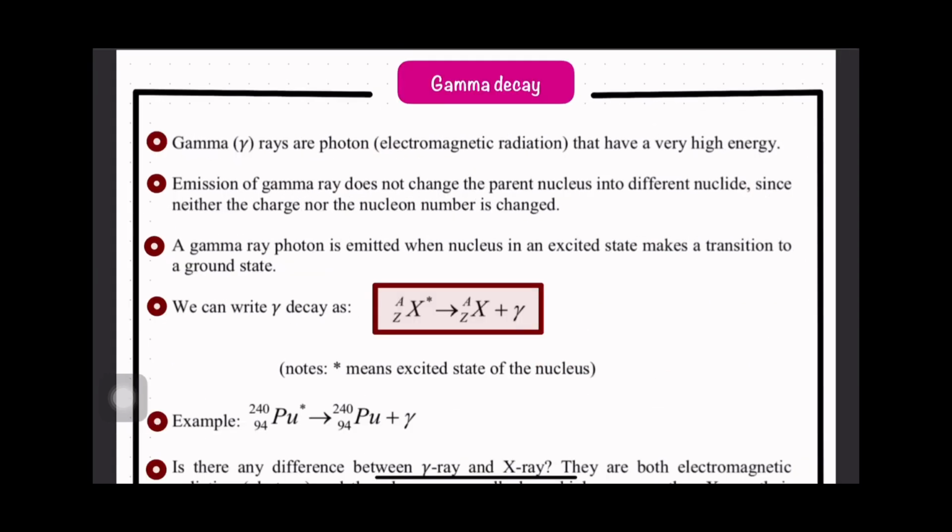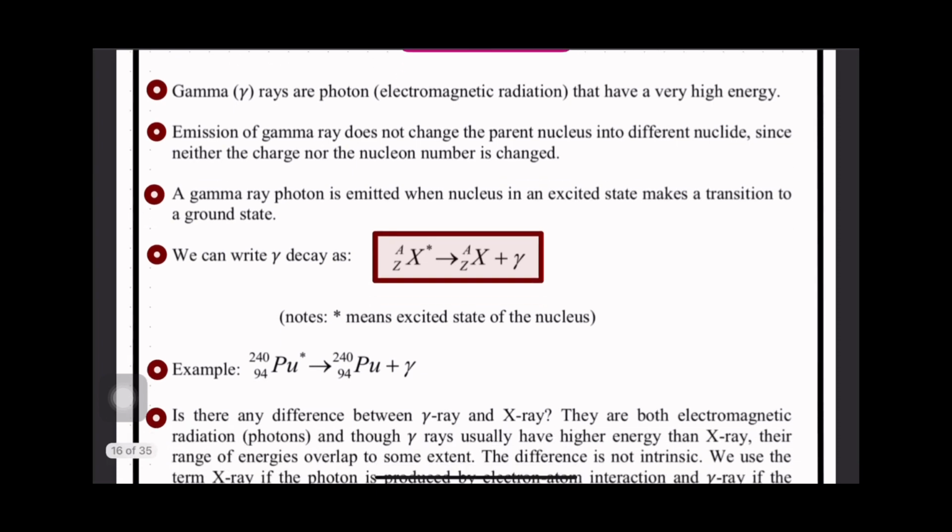Okay, next is gamma decay. So gamma rays are photons. As you know before this about photons in electromagnetic radiation, they have very high energy. The emission of gamma rays does not change the parent nucleus into a different nucleus, since neither the charge nor the nucleon number is changed. So the gamma ray is a photon. A gamma ray photon is emitted when the nucleus in an excited state makes a transition to the ground state.